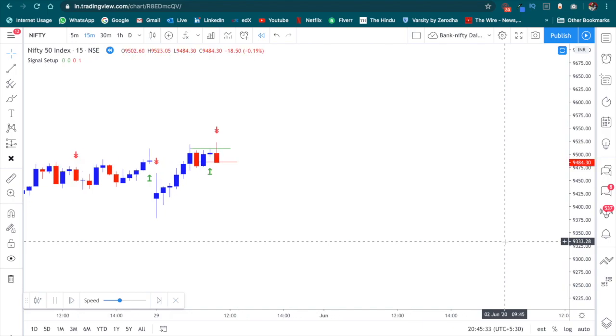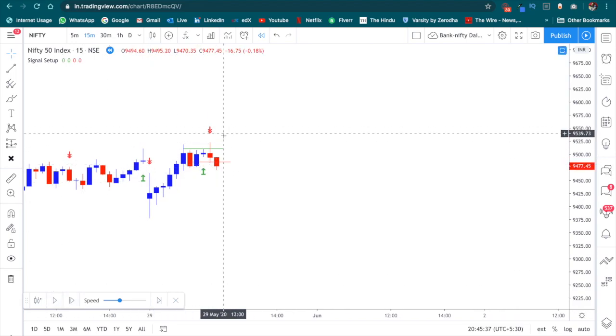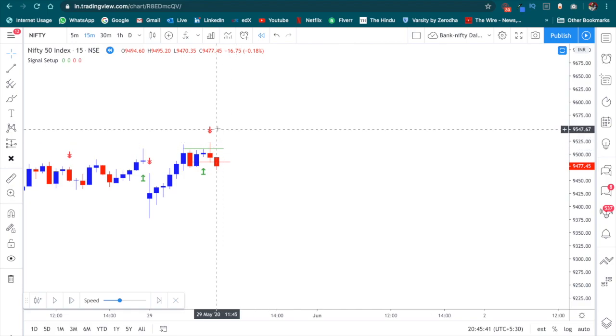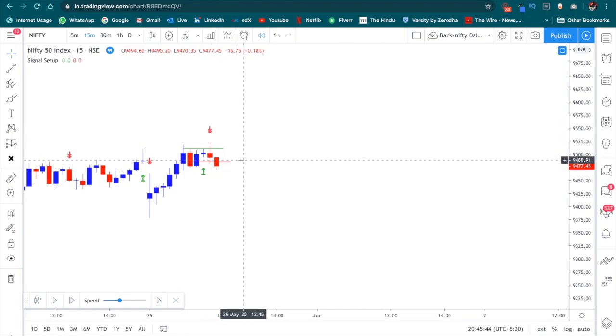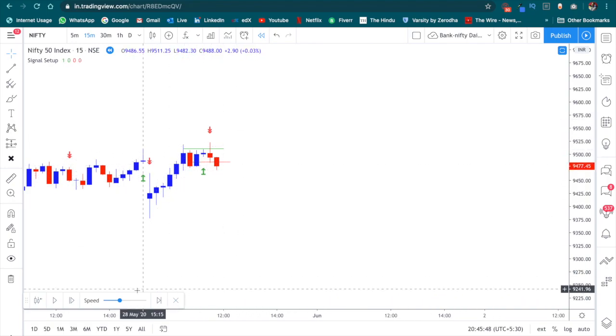Now here you can see a bullish signal being generated. However, the price failed to close above the bullish signal line and the trader could have once again avoided taking any decisions. Here you can see a bearish signal being generated along with the signal line. Now here, this is a classic example of a sideways market.